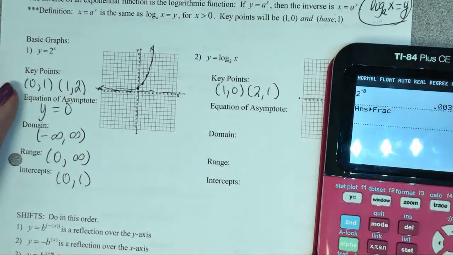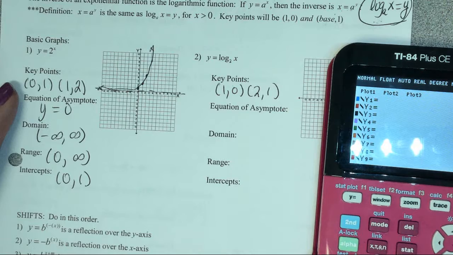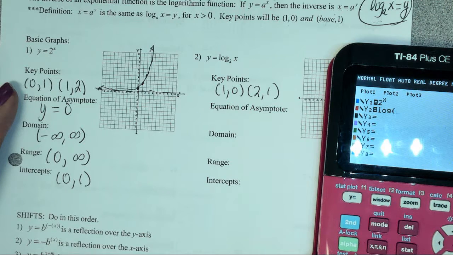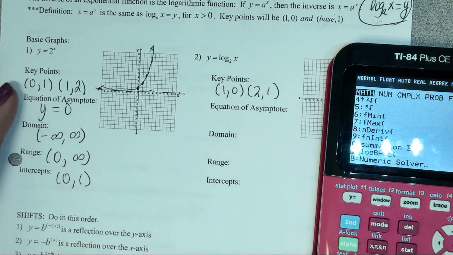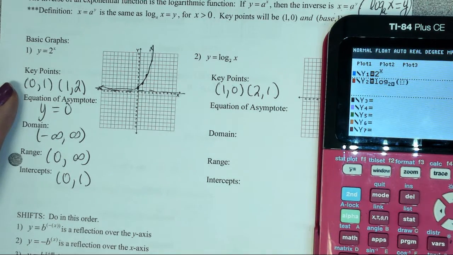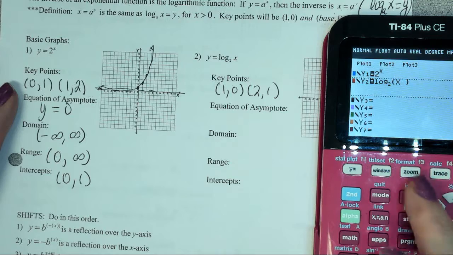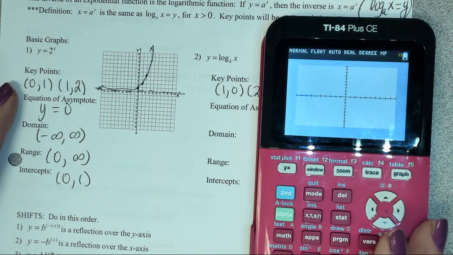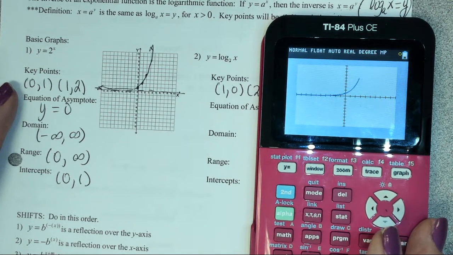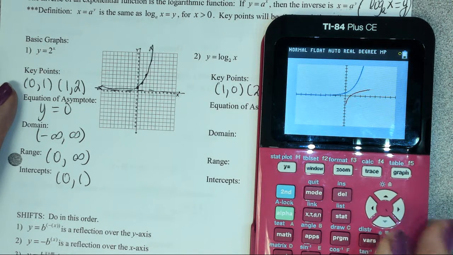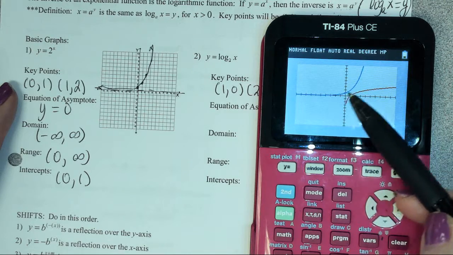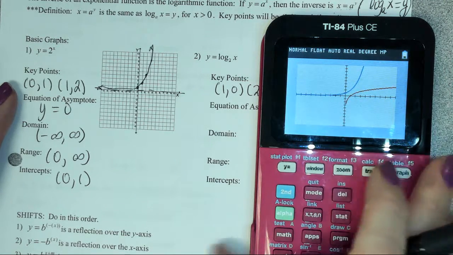I want you to look on the calculator at the difference between these two. Here's 2 to the x. Here is log. I need to do log base. Hold on, I have to go under math. There's log base. So I need log base 2 of x. Here's the way they look. Here's my exponential, and here's my log. And you should see that they are exact inverses. They are a reflection over the line y equals x.